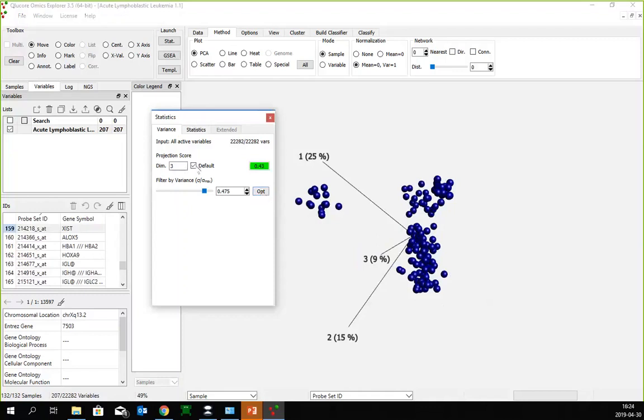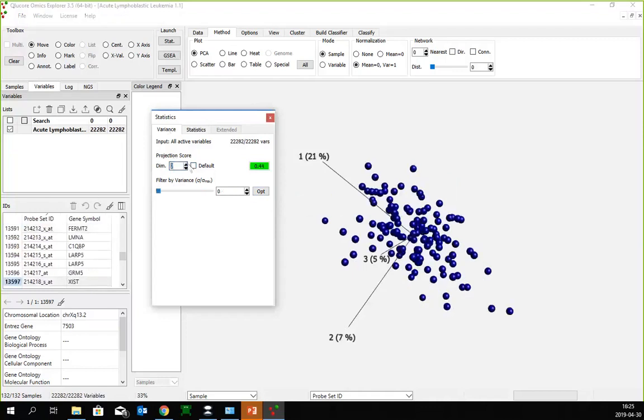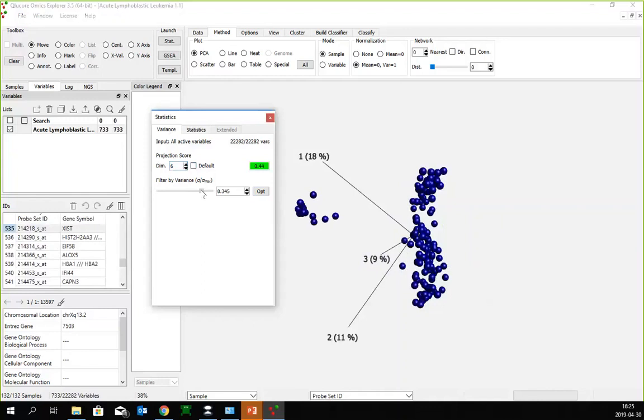There's another cool thing, which is the last thing I'm going to mention here. You can do it with projection score related to dimensions. Here, you can change the number of dimensions that are taken into account to calculate the projection score. The default is 3, because that's the dimensionality of the plot you're seeing. You could change it, so let's change it to 6. And that will give a slightly different result.